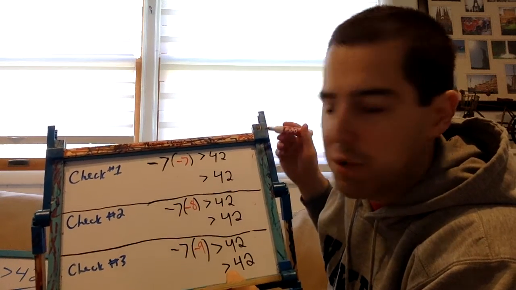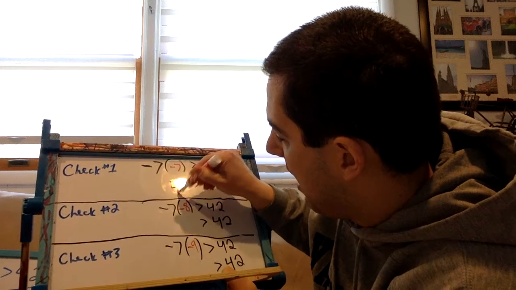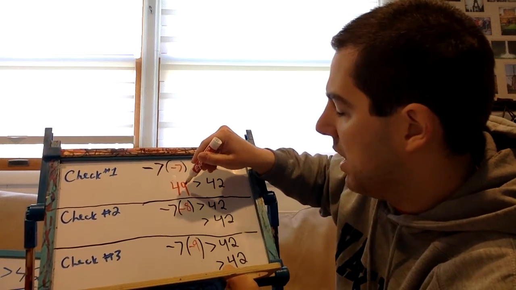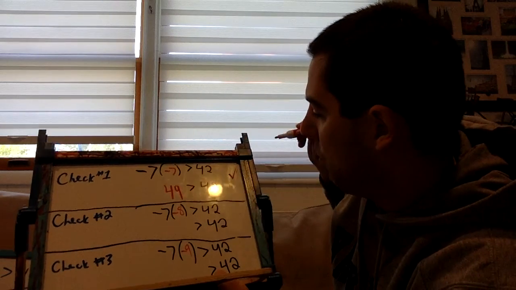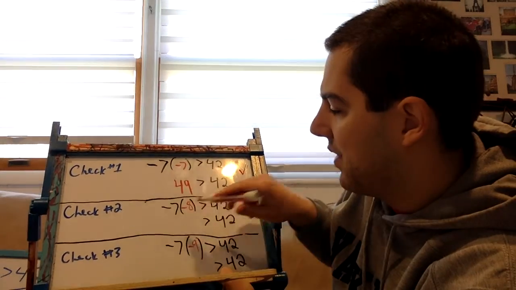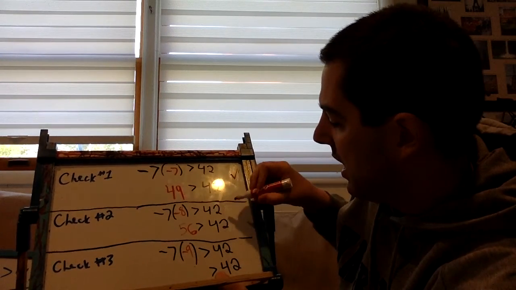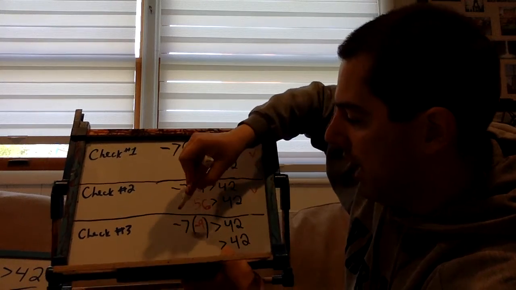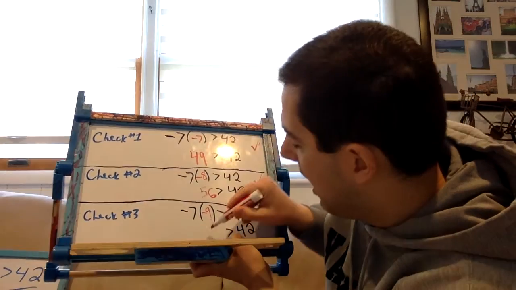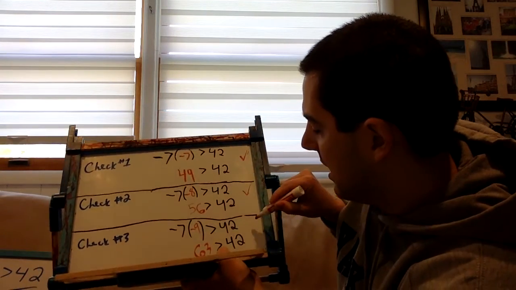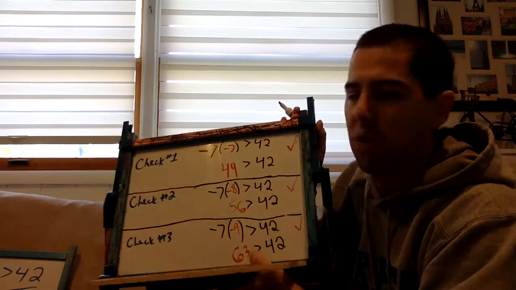Negative times negative is positive. 7 times 7 is 49. 49 is greater than 42. -7 times -8, 56. 56 is greater than 42. And -7 times -9, 63. 63 is greater than 42.